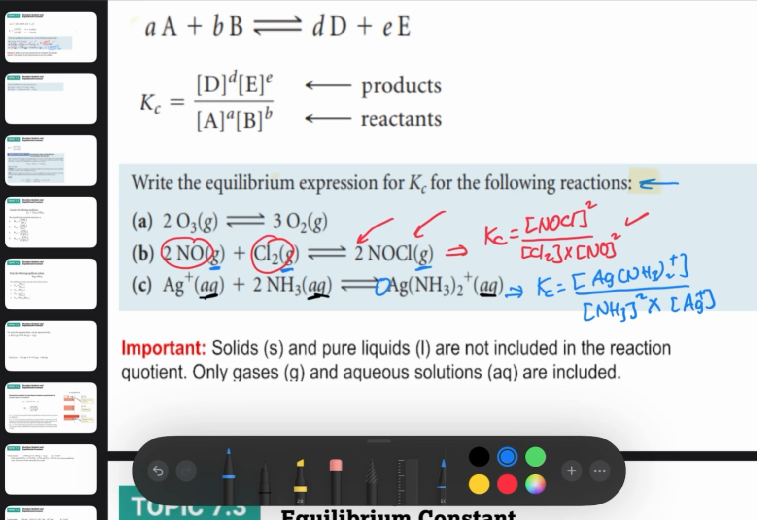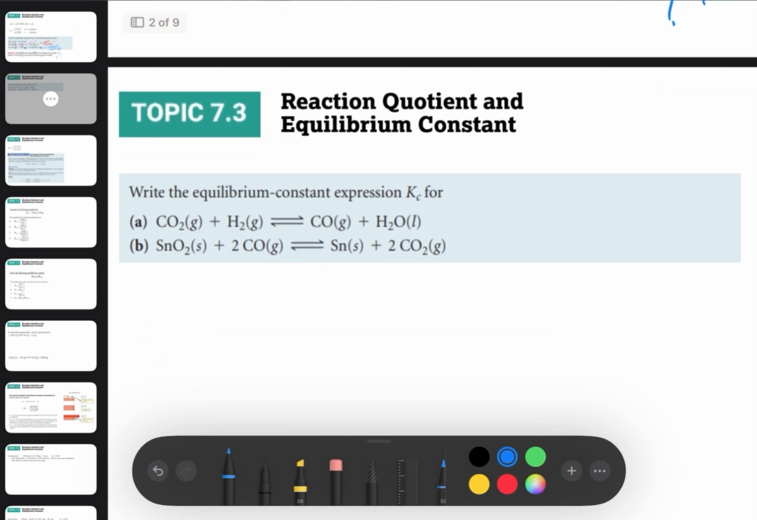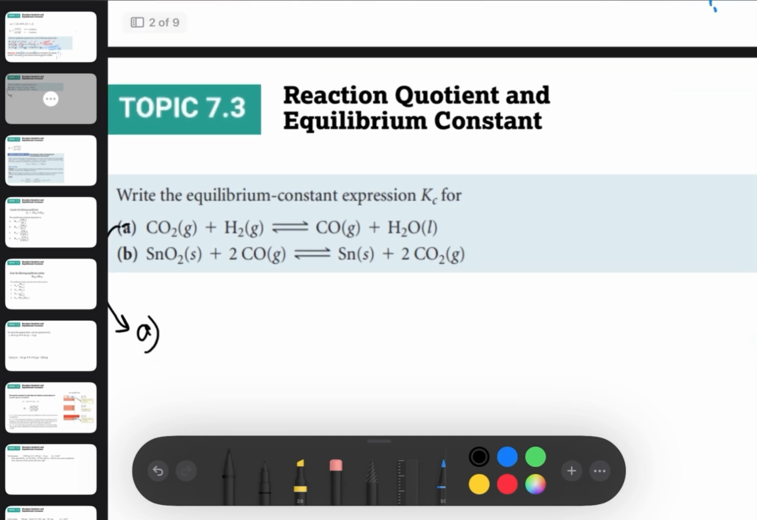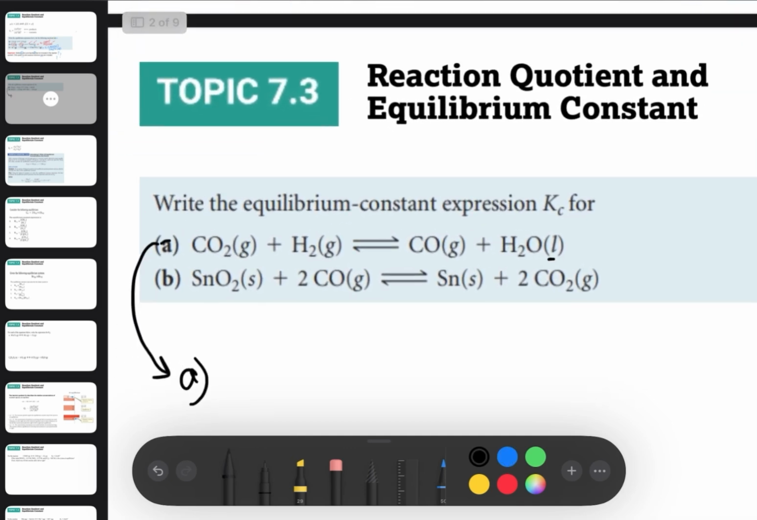But you have to keep in mind that not all of your reactions contain only aqueous and gaseous species. Sometimes you have solids, sometimes you have liquids. So how can I deal with these? Now let's look at this one. First of all, we have to look at this reaction. You can see that this is a liquid state. We don't need it. This is gaseous, yes, I need it.